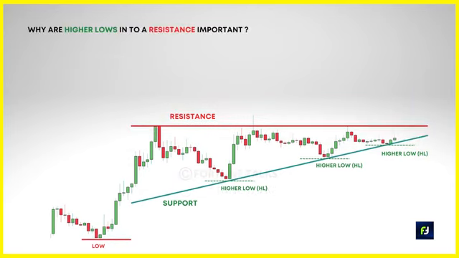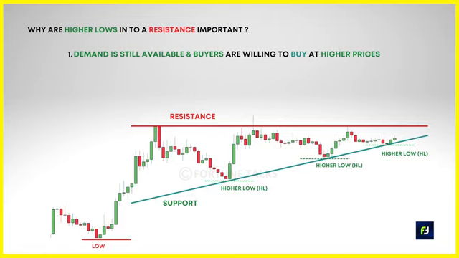The higher lows are an indication that the buyers are willing to buy at higher prices. Think about it. If the buyers were not willing to buy at higher prices, you wouldn't see higher lows coming into the resistance. The fact that the market forms a series of higher lows tells you that there is demand even as the price continues higher.